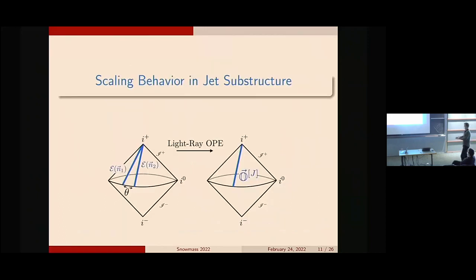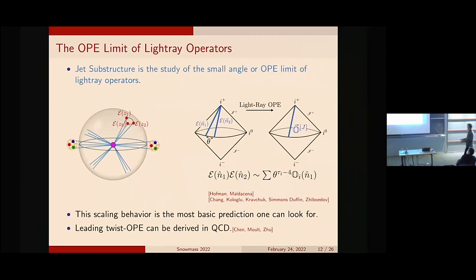Okay, so the most basic thing that one can try and look for is this scaling behavior, which is the same as critical exponents for local correlators. And so how does one actually do this? As I just said, jet substructure is the study of this small angle limit. And so the most basic thing you should do is measure these 2-point correlators, and they predict that you have some scaling behavior, shown here as a function of the angle between them.